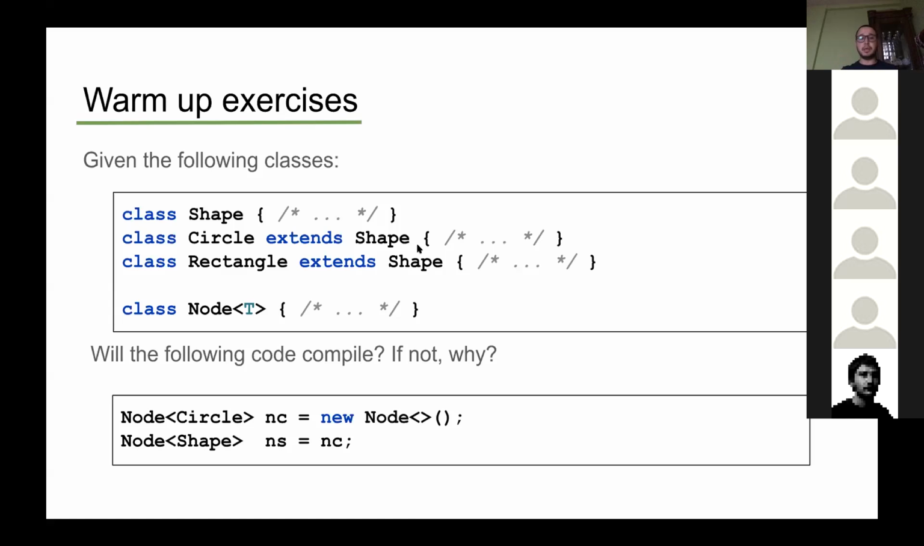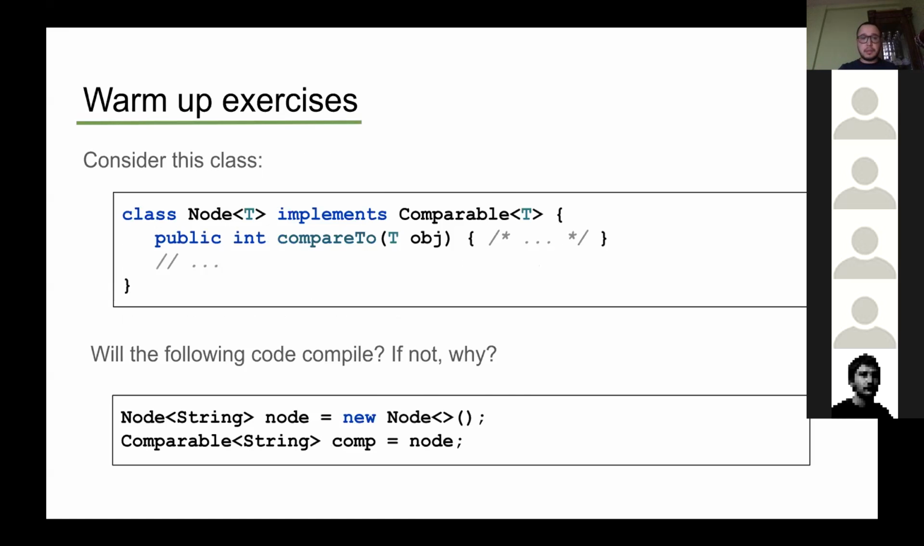Okay, so here we understand that every class, when it's compiled, the compiler will create some new class, right? So I think it's our last warm-up exercise, and consider this class again, node class which implements comparable and has parameter, right? So what about the code on the bottom? Will this code compile?